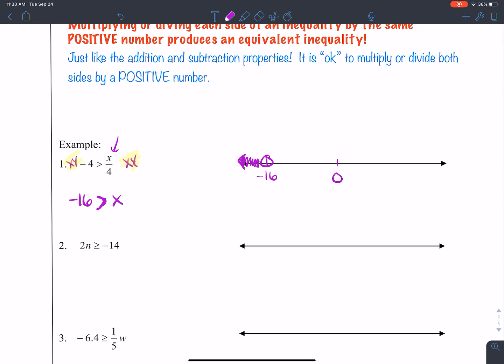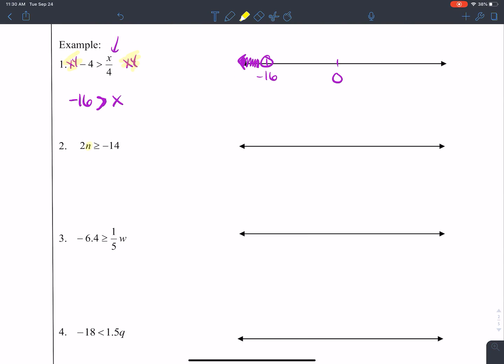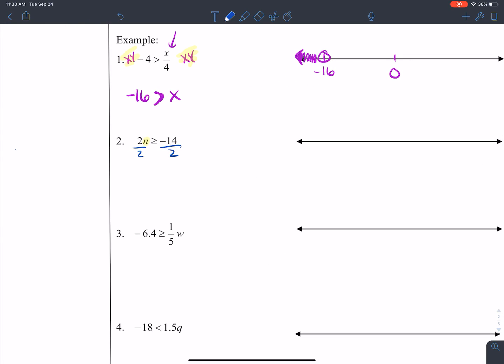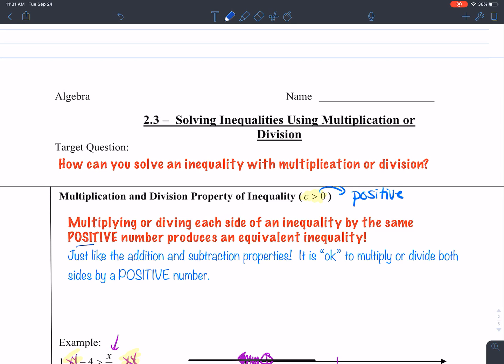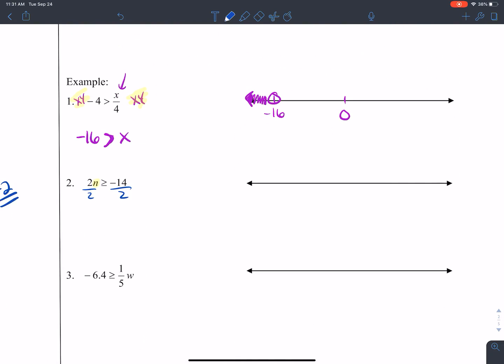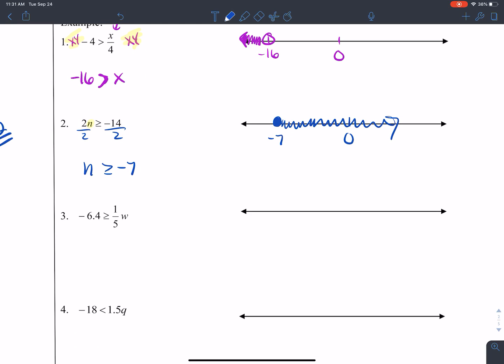Here, if I was trying to find the value of n, I don't want it to be multiplied by 2, so I would divide by 2. Now this brings up an important thing: what are we dividing by? I'm dividing by +2. And what we set up here is if I divide by a positive number, I don't have to do anything special. So n is greater than or equal to -7. So we'll graph that solution. A closed circle at -7, and n is bigger than -7, so we'd shade things that are bigger.